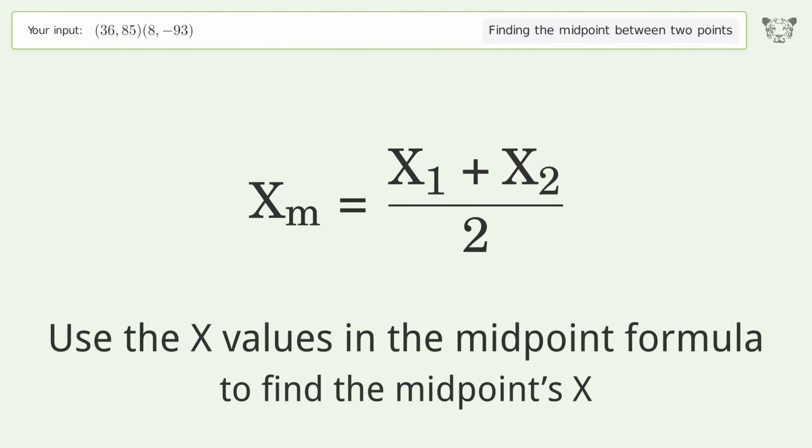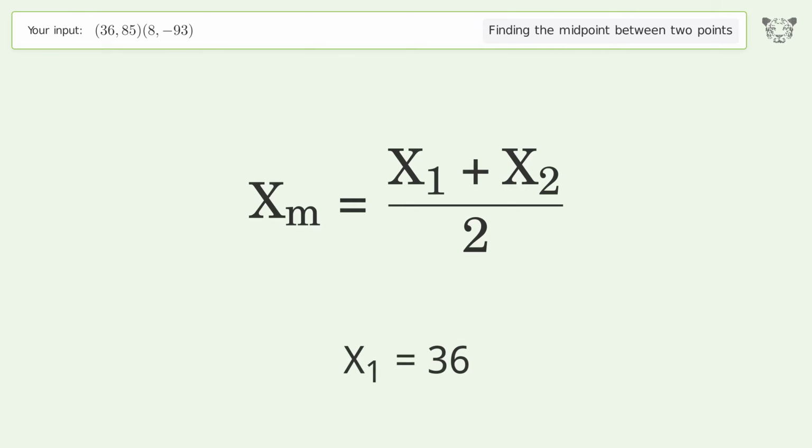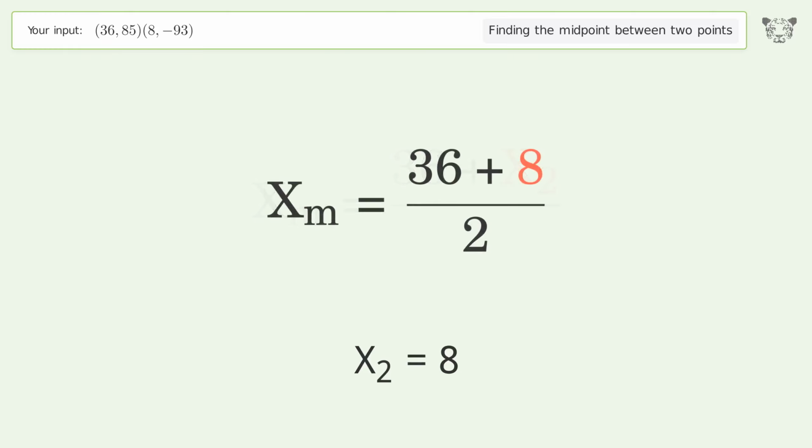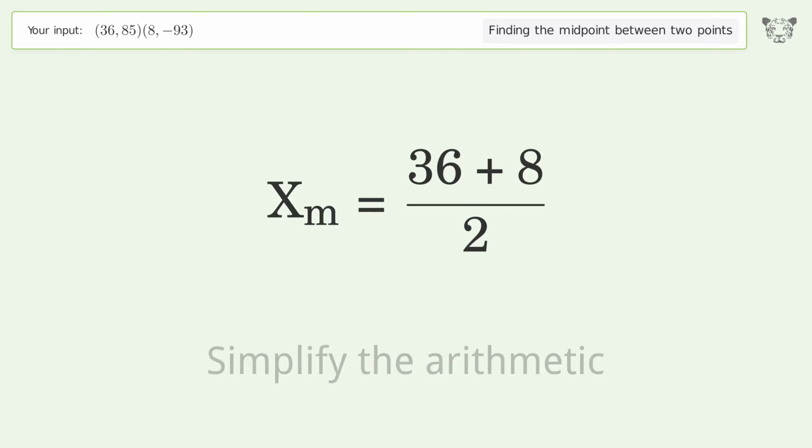Use the x values in the midpoint formula to find the midpoint's x. x1 equals 36. x2 equals 8. Simplify the arithmetic.